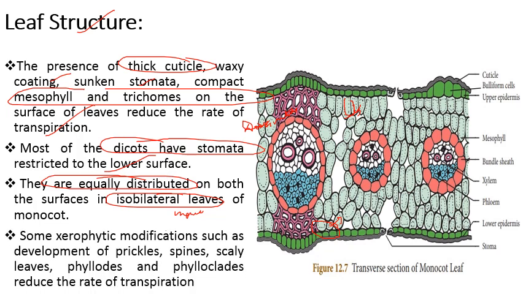Some xerophytic modifications such as development of prickles, spines, scaly leaves, phyllodes and phylloclades reduce the rate of transpiration. So these are all adaptations shown by xerophytes to overcome this water stress, or we can say the excessive water loss.